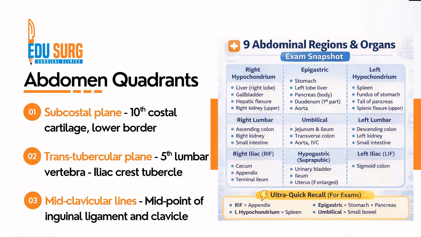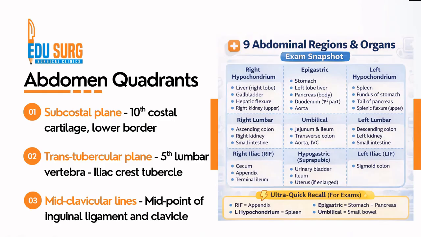For example, the right iliac fossa, all of us know, is home to the appendix, and appendicitis has right iliac fossa tenderness. It is also home to the cecum and terminal ileum. Hypogastric region is basically urinary bladder, ileum, and uterus if enlarged. Left iliac is predominantly sigmoid colon. The lumbar regions are where the kidneys are and the ascending and descending colons. Umbilical region is the small intestine, aorta, IVC, and part of the transverse colon.